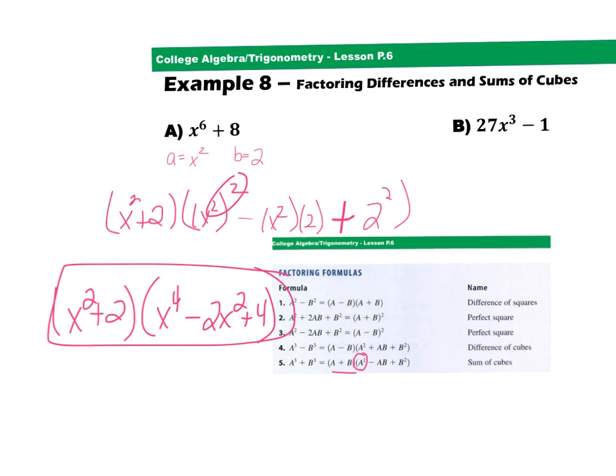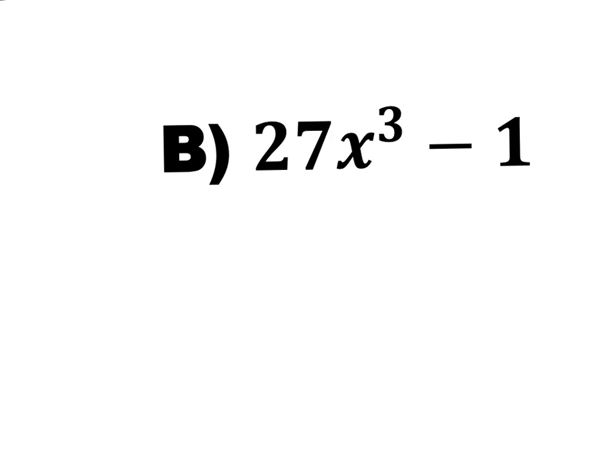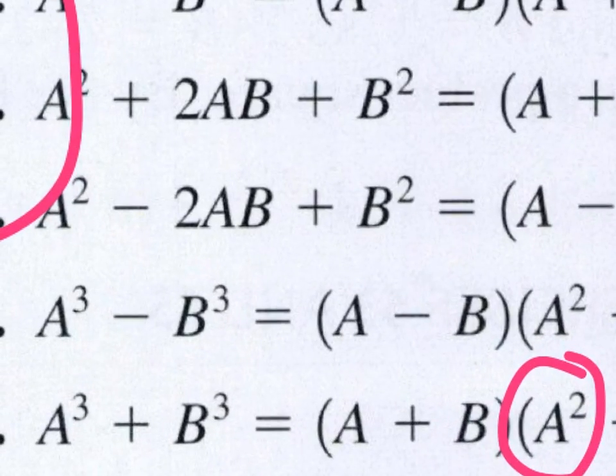But look at it. I just want to do the second one. Let's do B. This is a perfect cube. What times itself 3 times will give me 27? 3. Good. What times itself 3 times will give me x cubed? X. Good. What times itself 3 times will give me 1? 1. Perfect. Now we follow the pattern. This is the difference of perfect cubes.